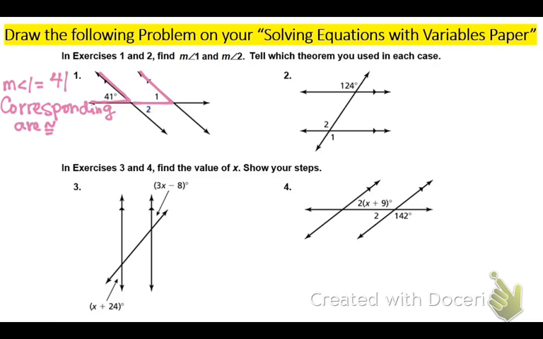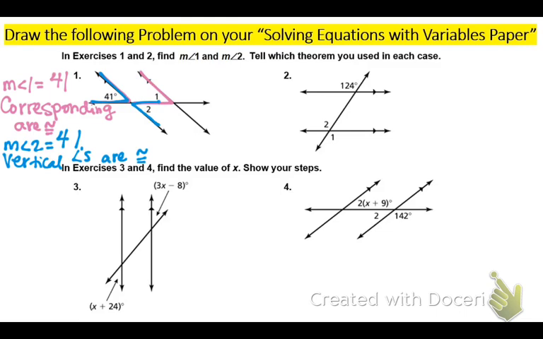Do the same thing to find angle 2. So we're going to find the measure of angle 2, except this time the relationship is not corresponding. What relationship do they have? They're vertical. What do we know about vertical angles? Vertical angles are congruent. Good. So then what's the measure of angle 2? 41. And then that's it.